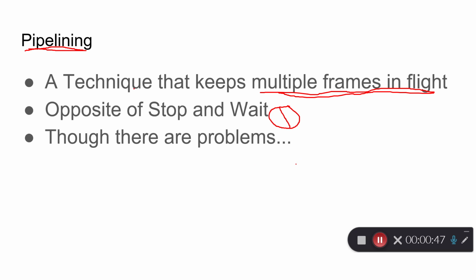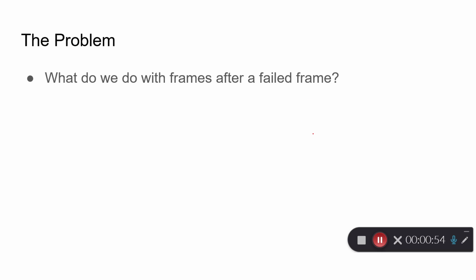Now, of course, with this kind of technique, both stop and wait and pipelining itself, there will be problems. So, what is the problem with stop and wait? The problem with stop and wait is the fact that it's not very efficient. You have to wait for the frame to arrive every single time. In that sense, you'll be spending more time waiting than actually using the network to its full potential.